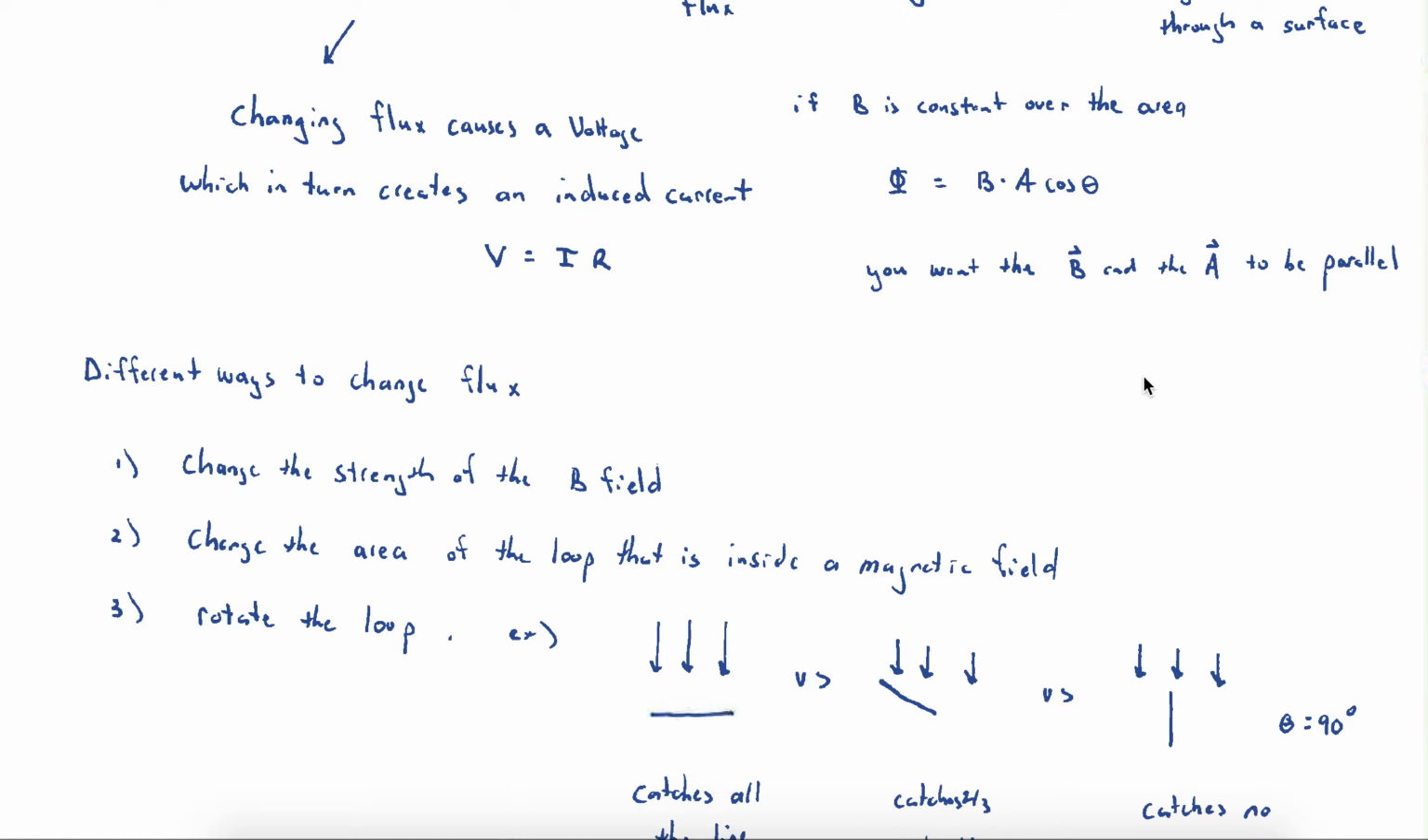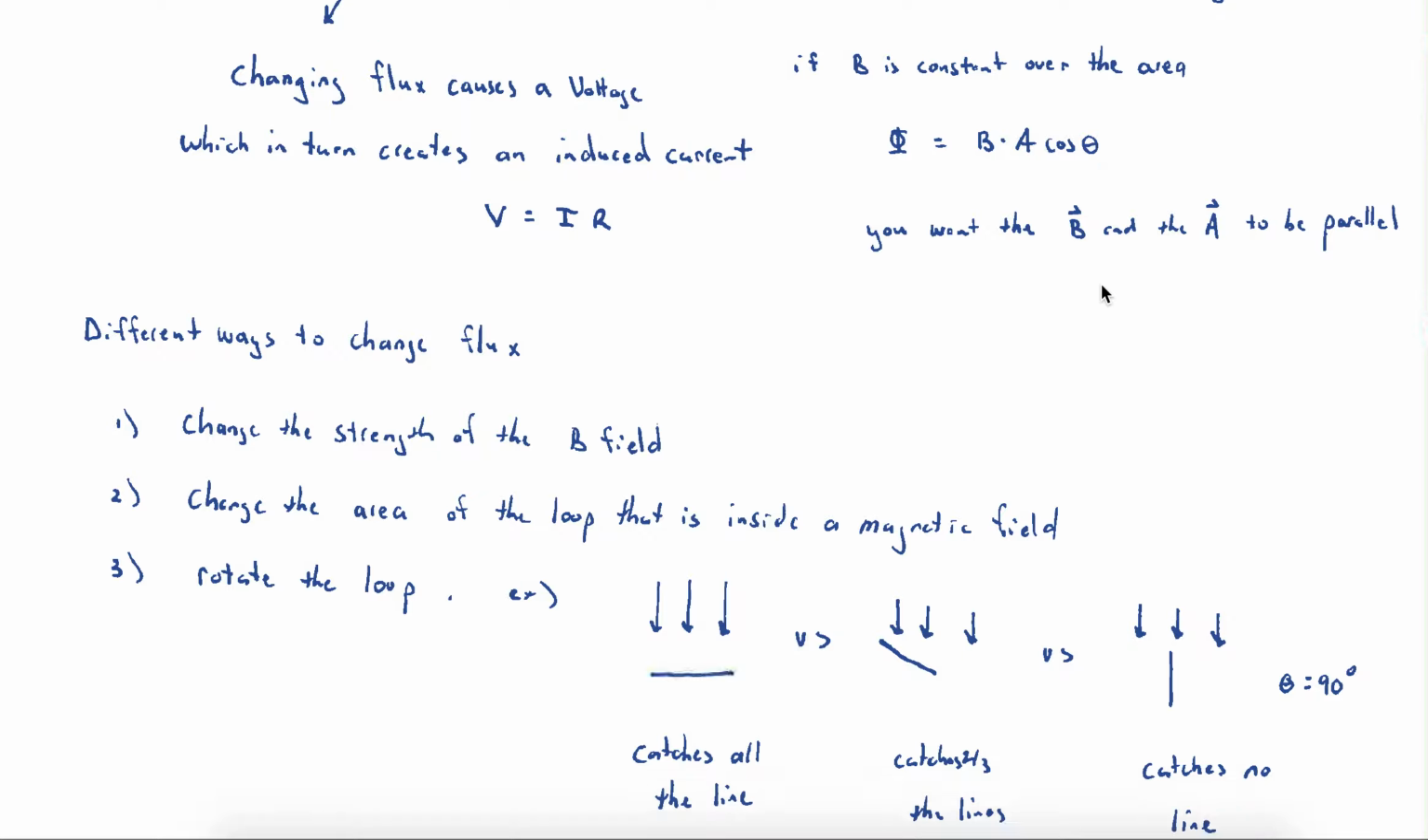Okay, so if you think about different ways to change the flux, well, if the flux is BA cosine theta, then you can just change the strength of the B field, right? You can crank up the external field or decrease it. You could bring a magnet closer or move it further away. You could take the loop and move it closer or further away to a magnet, and again, you're going to change the strength of the B field, thus changing the flux.